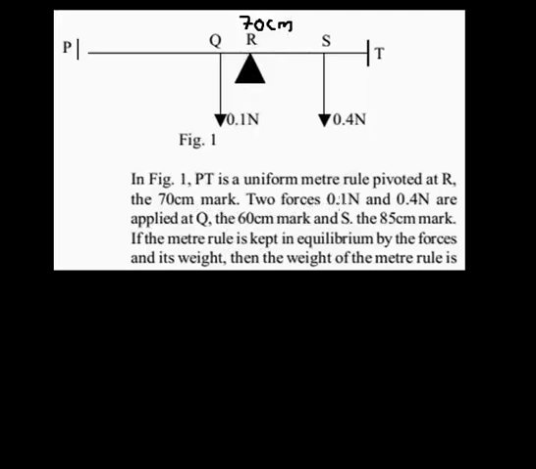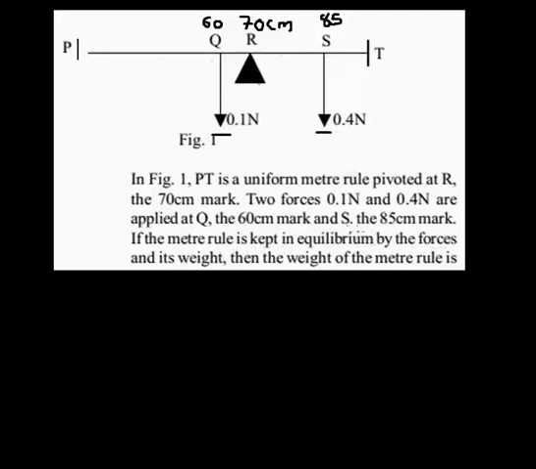Two forces, 0.1 Newton and 0.4 Newton, are applied at Q, the 60 cm mark. So Q is 60 cm. Okay, and X, the 85 cm mark. X here is the 85 cm mark. All right, so now what are we looking for? If the meter rule is kept at equilibrium by the forces and its weight, so we are told that these forces applied at both sides of this pivot and the weight of the meter rule keep this meter rule at equilibrium.